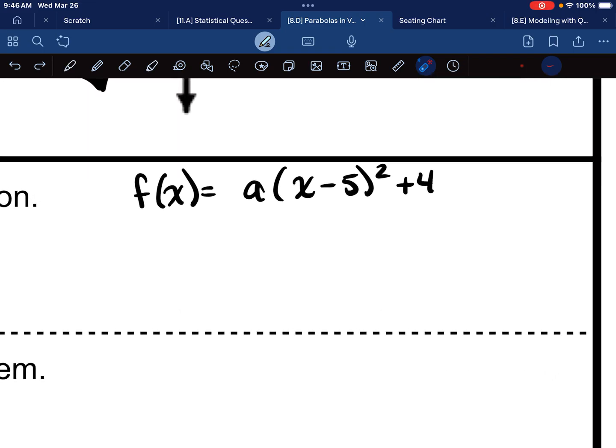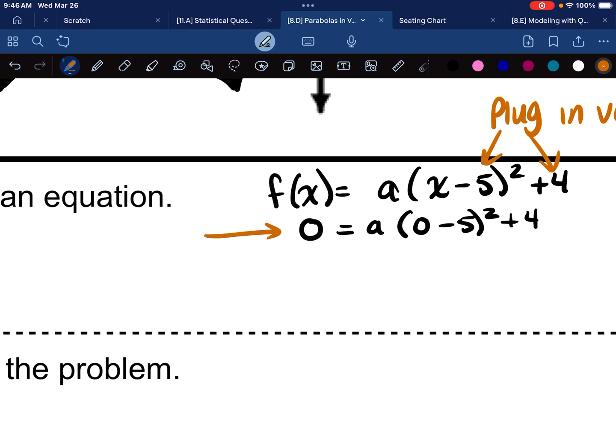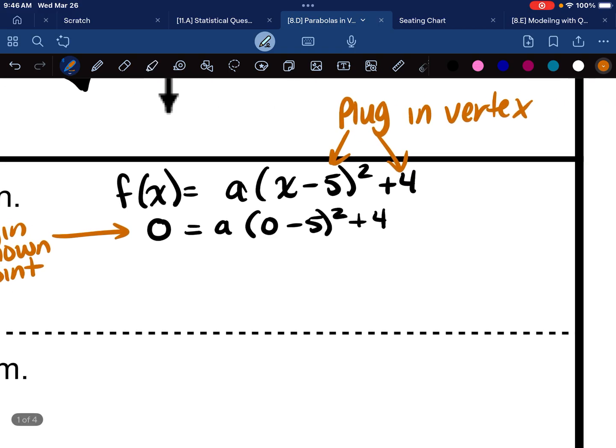And I'm going to plug in 0, 0. So f of x is the same thing as y, so I'm going to put a 0 there. And I'm going to put a 0 where x is. So here, I plugged in the vertex. And here, I plug in a known point. In this case, it's 0, 0, but it won't always be that.